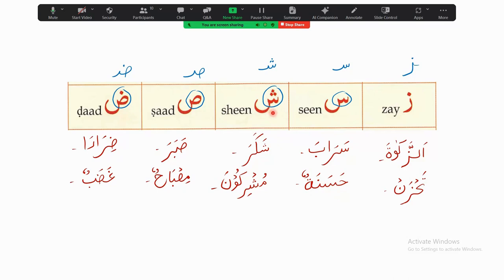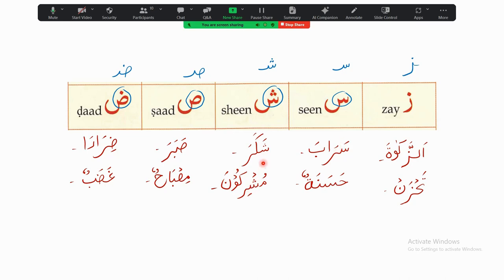So for sheen letter, what we did, we again cut this first part, and this is what we are going to join, even if it is at the start of the word or in the middle of the word. At the end of the word, this sheen letter keeps its full form. So I'm just telling when they come at the start or in the middle.